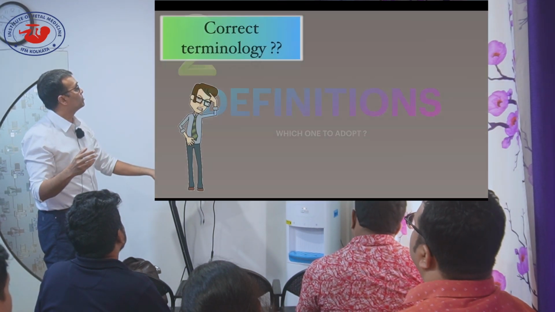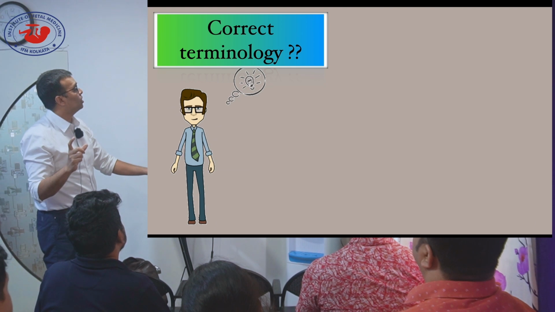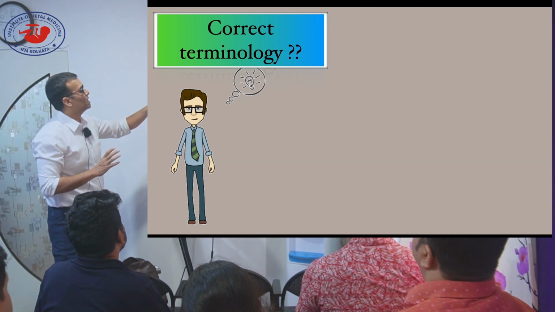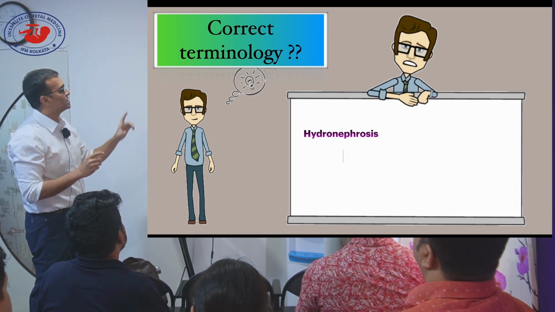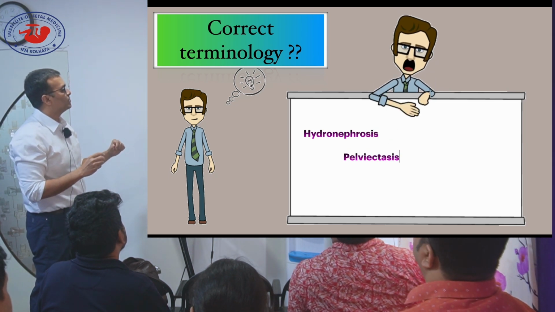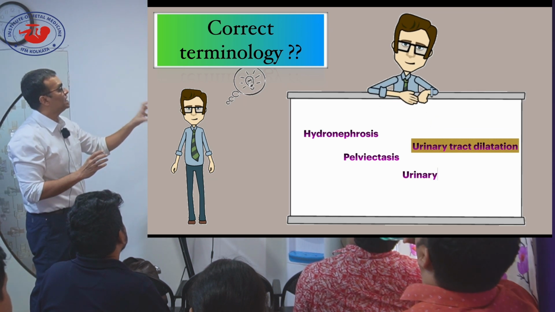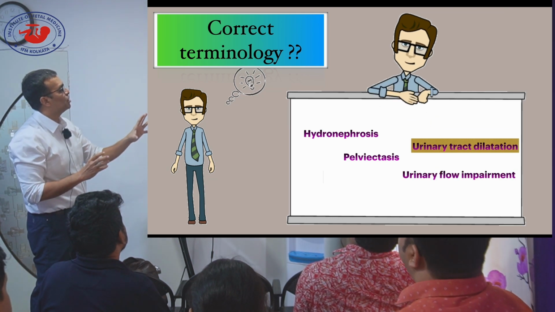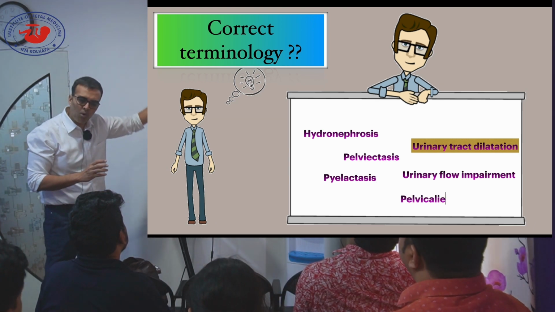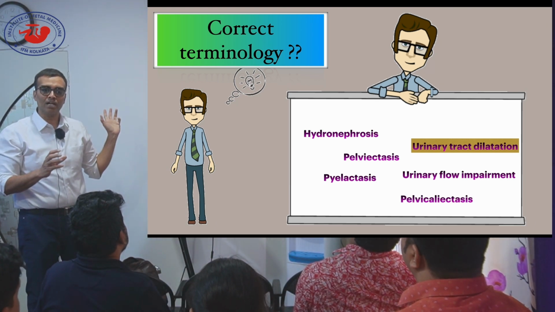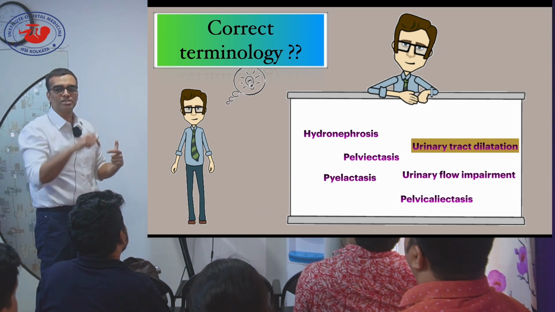Now what is the correct terminology? There is a lot of confusion. So these are all different terminologies which we use. Hydronephrosis, some will say is pelviectasis, some will say it's urinary tract dilatation, and some will say no, it's urinary flow impairment. Then there is pyelectasis, then there is pelvicalyectasis. Are you getting me? So these are all different terminologies people are using, and we are actually not able to comprehend what the other person means.